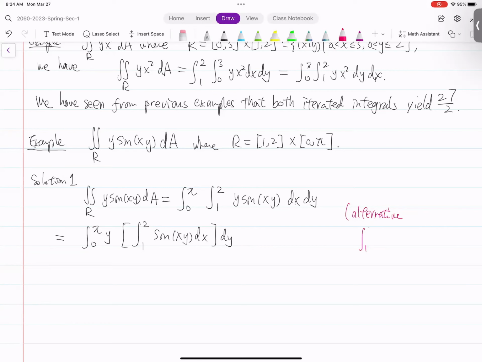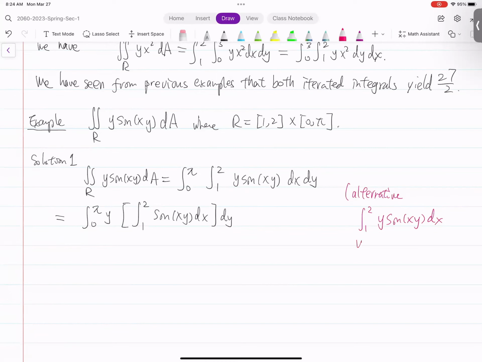So y sine of xy. Here we're integrating with respect to x, so you can say u equals xy, treating y as a constant. So du is going to be y dx, right? And it is exactly here.